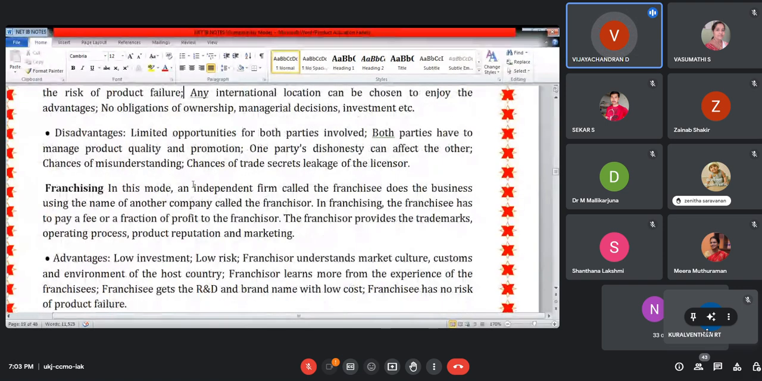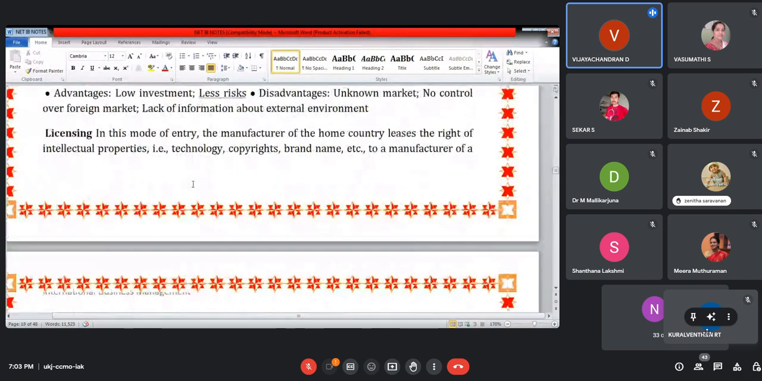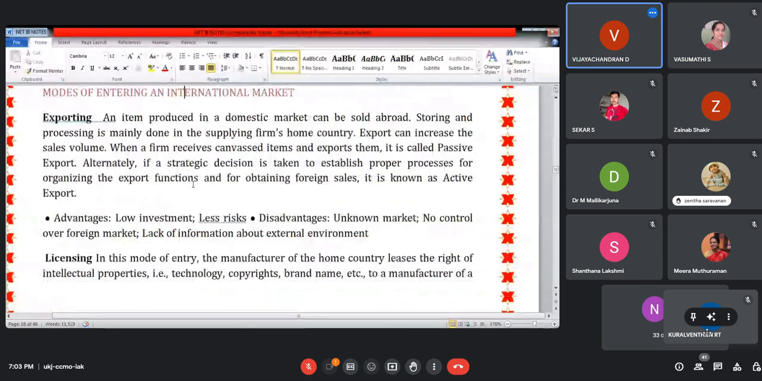Also, in the same way, they will do the licensing. So licensing means what? In return for royalty, they will give the right to use their technology, their brand name, their copyright, their means of production, their ways of production. So everything will be leased out to another country. So that is known as licensing. So these are all the ways.